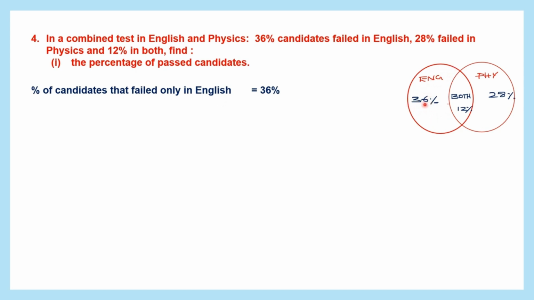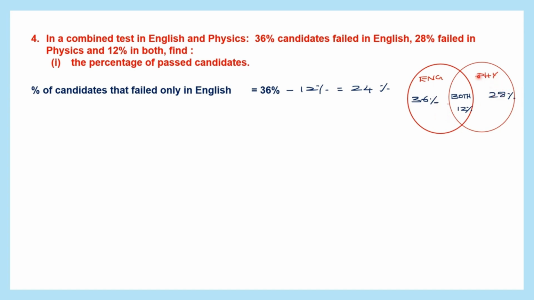And here we've been given how many failed in English. So here if we minus this and this, we will find only this part. That means those who failed only in English. So that will be 36% minus 12%. So 36 minus 12 is 24. So now we know only 24%. So this portion is only those who failed in English alone.